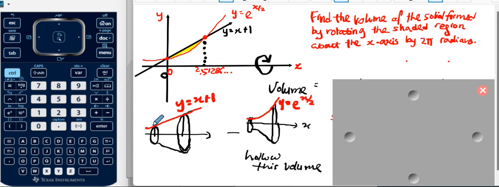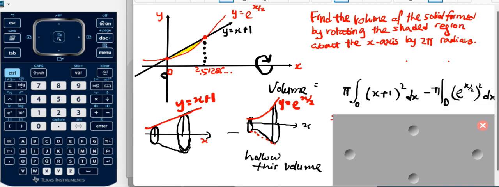And to figure out the volume, think of it this way. First, I rotate the linear line y equals x plus 1 around the x-axis to form something like a truncated cone. And then after that, I rotate the exponential function e to the power x over 2 around the x-axis again, to obtain this trumpet-like thing, and we will hollow this volume from the truncated cone to get something like a tube, right? And what is the volume of this particular tube?